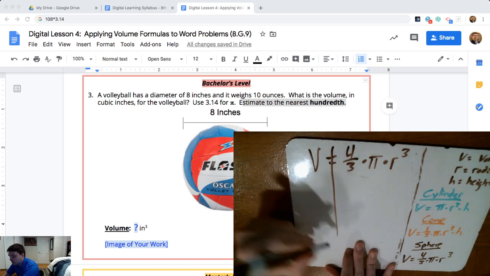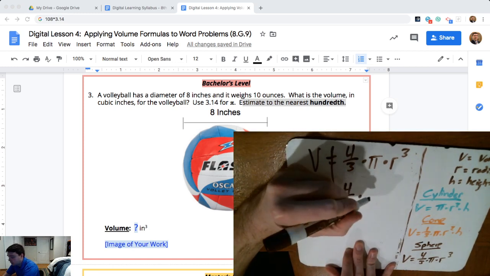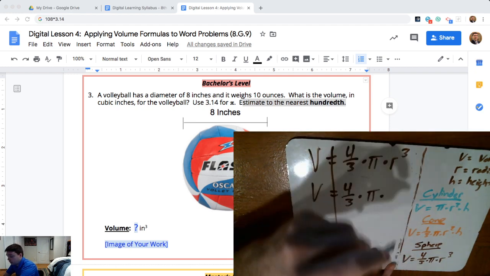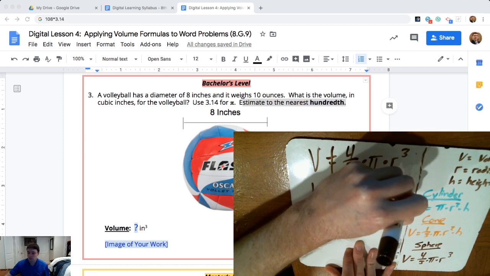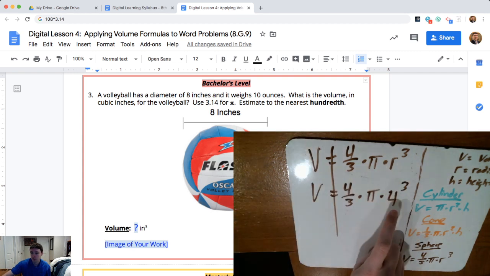Makes our formula V equals 4/3 times pi, multiplied by the radius, which is 4, raised to the 3rd power. The problem tells us that the volleyball weighs 10 ounces. The weight of the volleyball doesn't really matter for purposes of volume, how much space it takes up, so that's kind of distractor information. All you needed is a diameter of 8 inches, cut that in half to a radius of 4 inches. Now we'll go ahead and do that formula out.